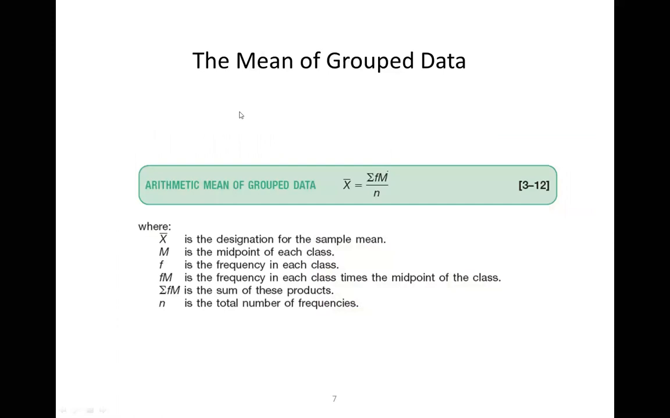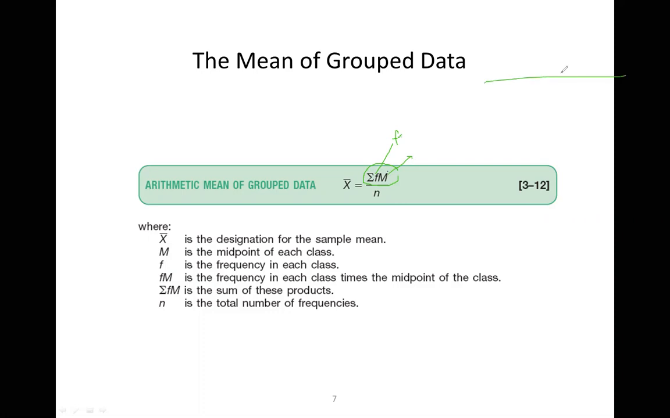Now, we need to calculate the mean from the grouped data. What is the meaning of grouped data? That means we have a frequency table. Now, if you have a frequency table and you need to calculate the mean from the sample data, then it is sigma f m divided by n, where f is the frequency values, and m is the midpoint for the class of the data that you have.